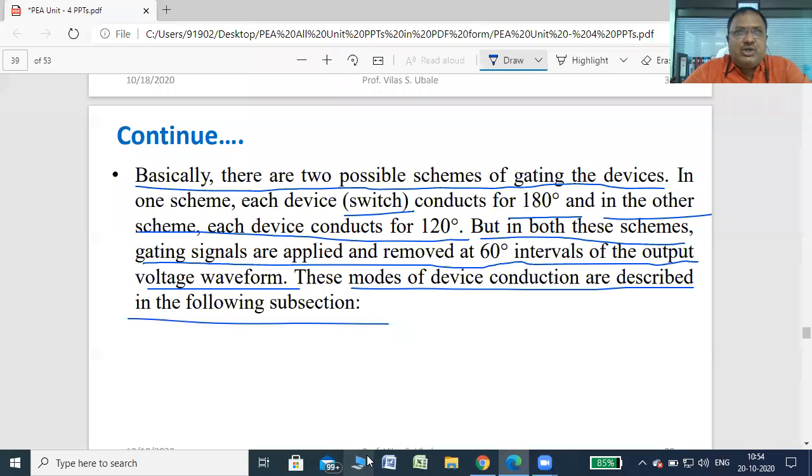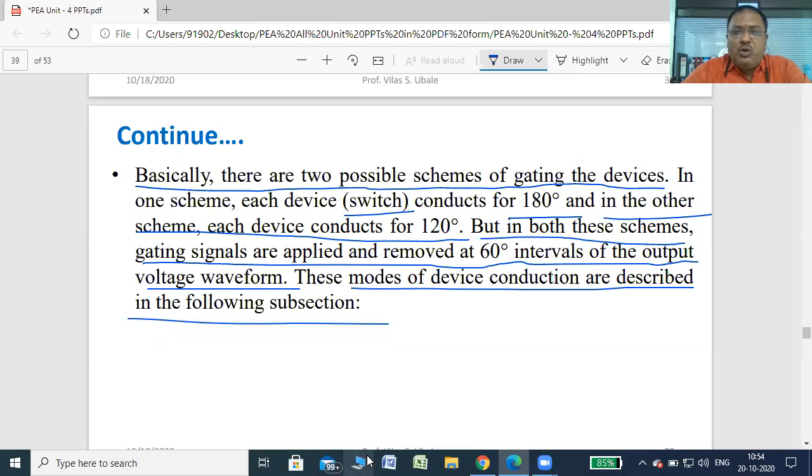But in 120 conduction mode, each device conducts only for 120 degrees. So the maximum firing angle available is 120. So you can change your firing angle from 0 to 120 only. At 120, if your firing angle is 120, your output voltage is equal to 0.